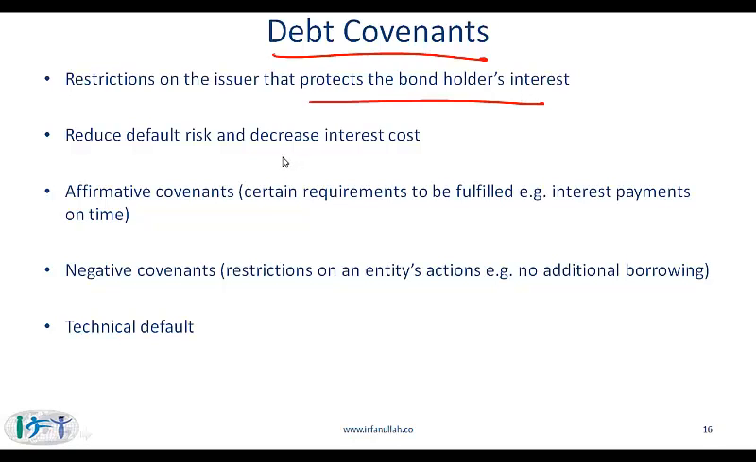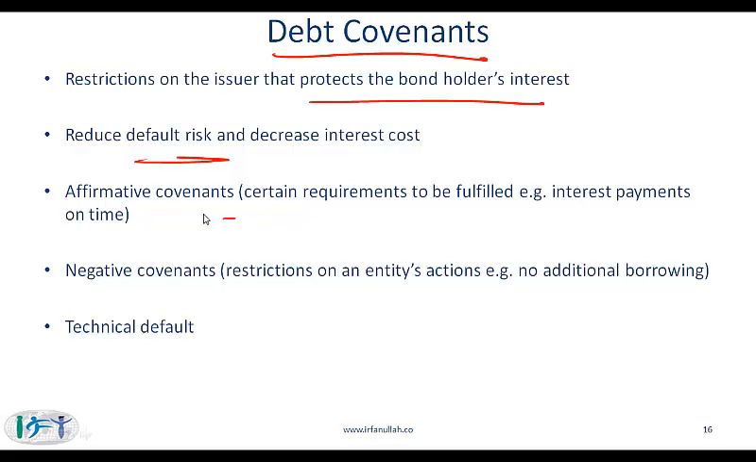So if I am a company, I've issued a bond, obviously I have borrowed money from you. So there need to be some restrictions on me or some rules that I need to follow in order to make you, the investor, comfortable. These restrictions reduce default risk, the risk of me, the company, defaulting. And if the risk of me defaulting is less, then that also reduces my interest cost. Because if my risk of default is lower, then I can borrow money at a lower interest rate.